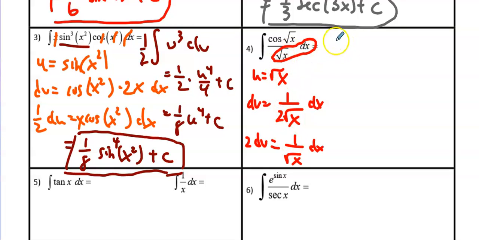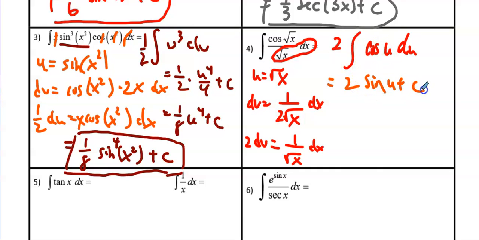So when I look at this problem, I'm going to multiply by 2, and I'm going to get the integral of cosine of u du. Look at that for a second and see if that makes sense. I made my u the square root of x because the derivative is right there: 1 over 2 square root of x. And so all I have to do now is integrate this. If I integrate cosine, I get positive sine plus c.